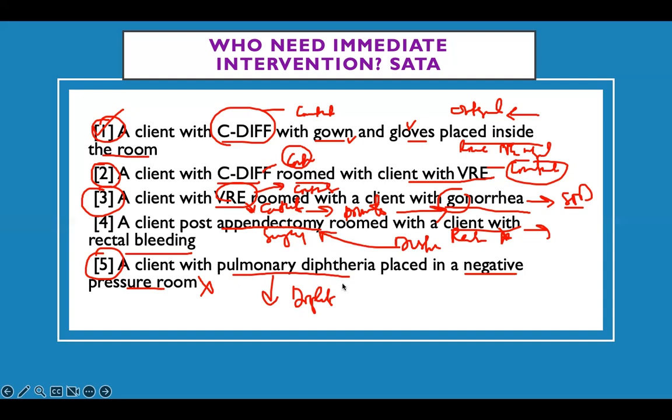Pulmonary diphtheria is droplet. I don't need a negative pressure room. I just need a regular room and a mask by the nurse, a surgical mask. So those are the ones you need to intervene on. First one.